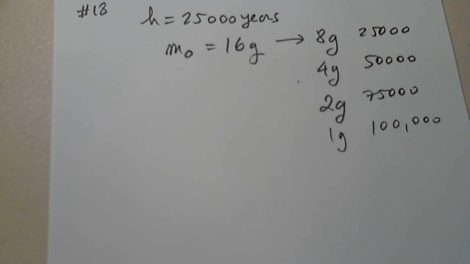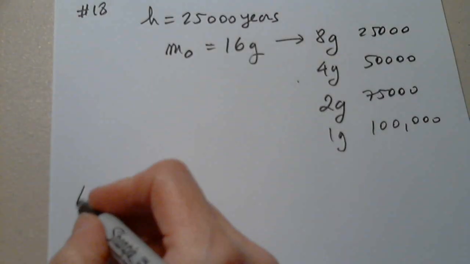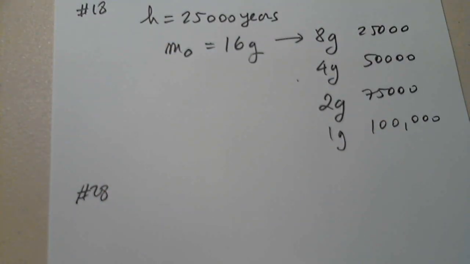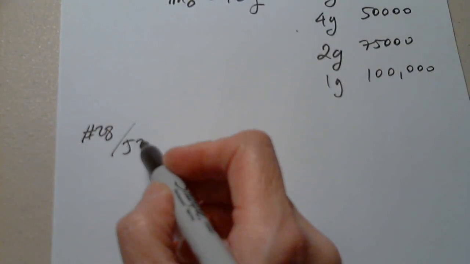Anyone would like to choose? Which one? 28. 28, very good, the thorium. Okay, very good. So 28 on 532, good.